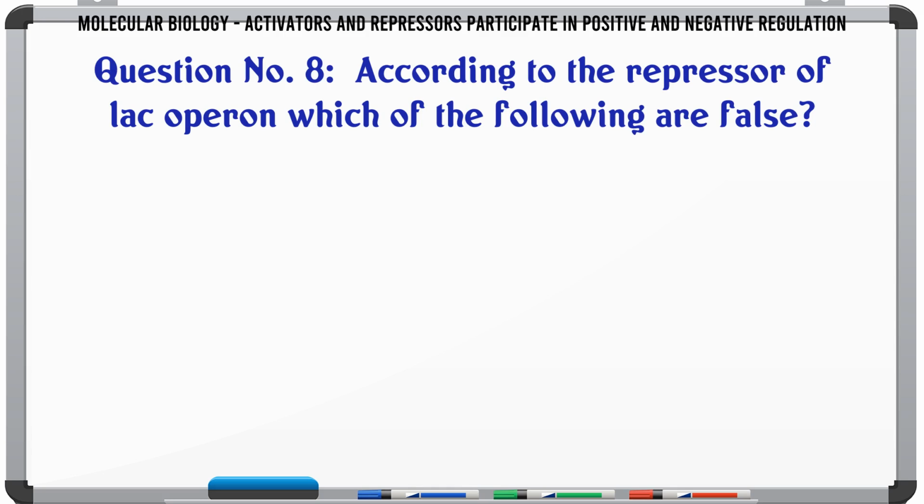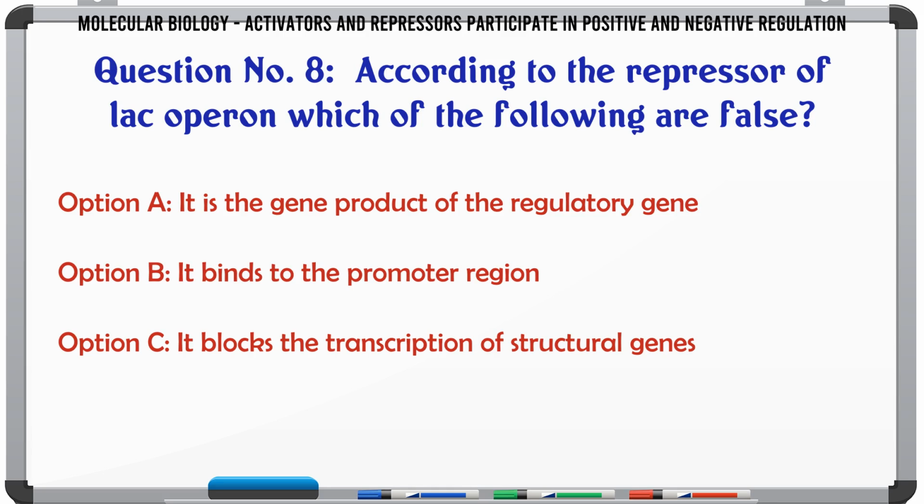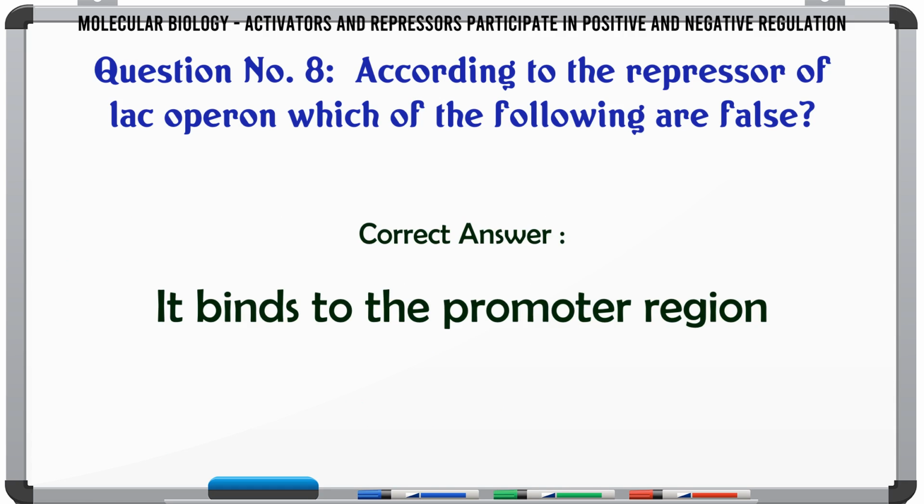Regarding the repressor of the lac operon, which of the following are false? A. It is the gene product of the regulatory gene, B. it binds to the promoter region, C. it blocks the transcription of structural genes, D. it combines with allolactose and thus does not bind to the operon. The correct answer is it binds to the promoter region.